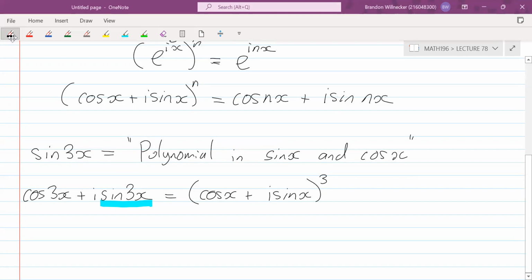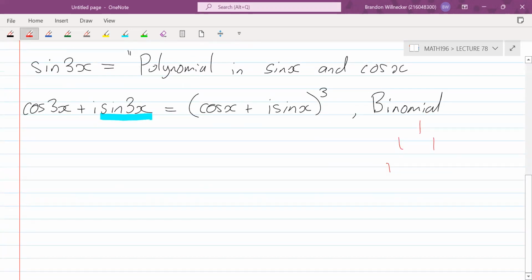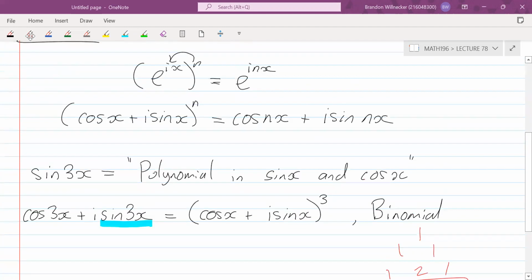Now we can expand this right-hand side using the binomial theorem. The right-hand side is a binomial, so we can expand it out. To get the coefficients for that expansion, remember those are the n choose k coefficients in that sum. We can just use Pascal's triangle. The exponent is 3, so we have 1; 1, 1; 1, 2, 1; 1, 3, 3, 1. That gives us the coefficients. It's a quick way of finding what those are.